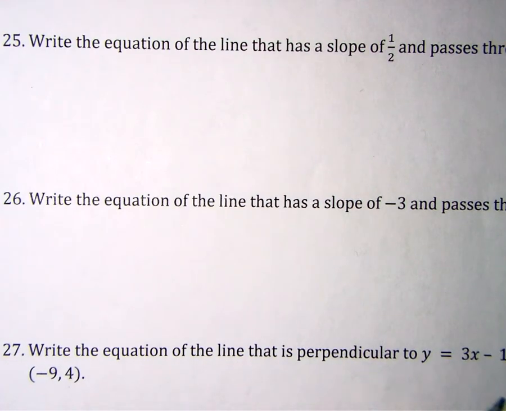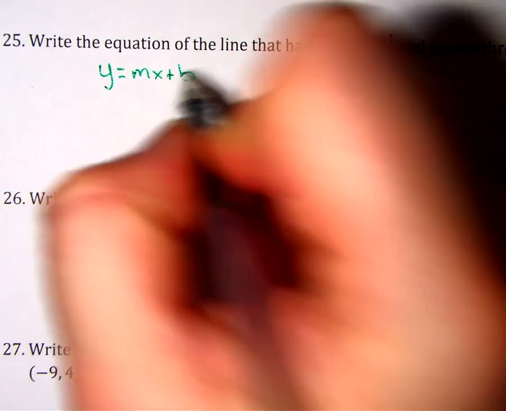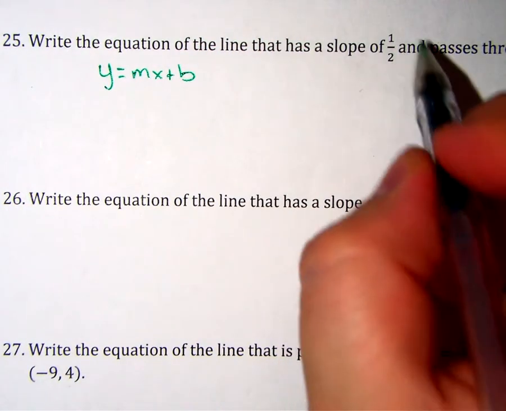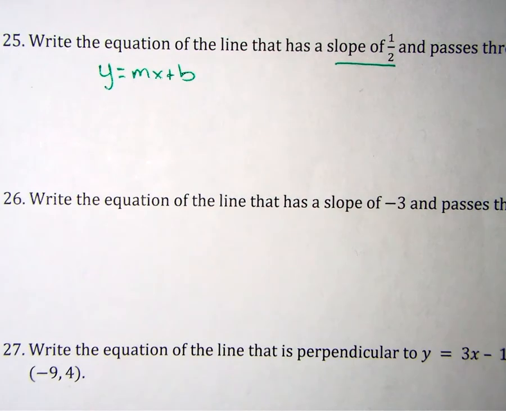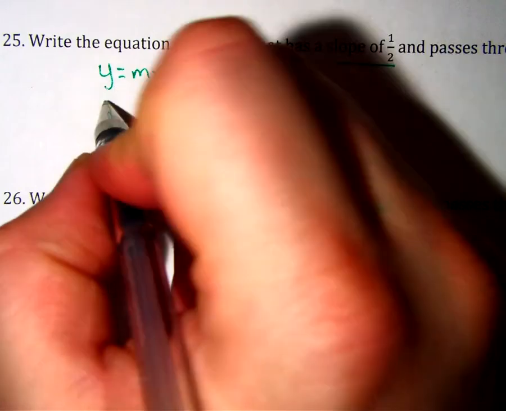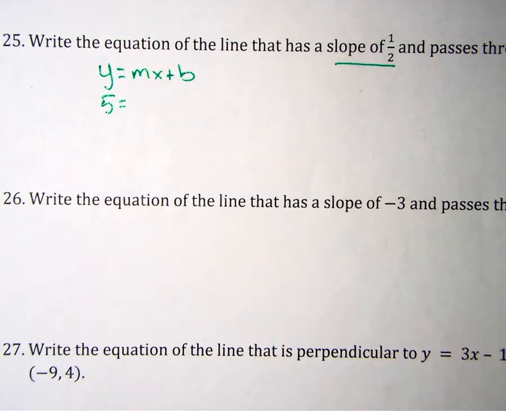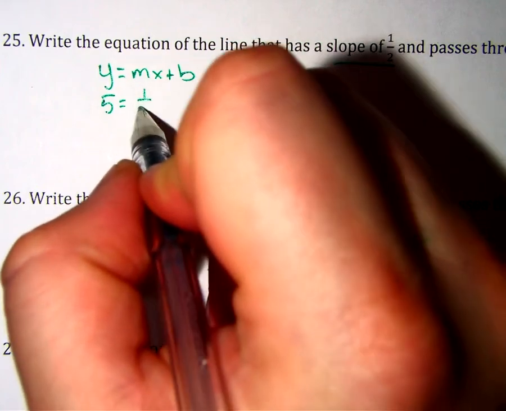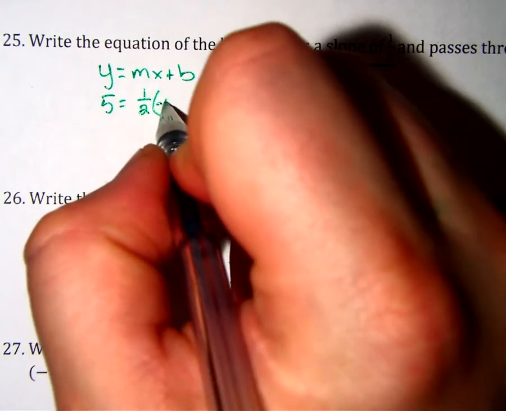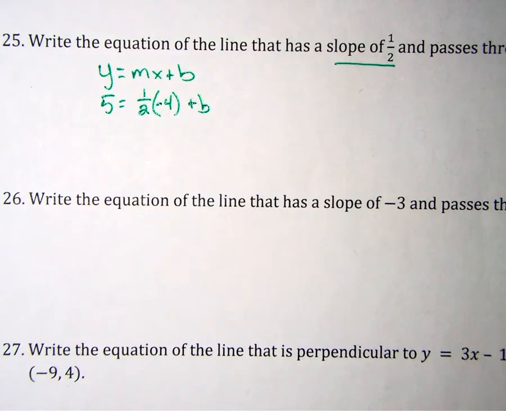Problem number 25 asks for us to write the equation of the line that has a slope of 1/2 and passes through the point -4, 5. So this is another great example of our y equals mx plus b form, where we already know the slope, or the m value, is 1/2, and we're going to utilize this ordered pair -4, 5 to find our b value. So our y value is 5 equals our m value of 1/2 times our x value of -4 plus b, because that's what we're looking for.